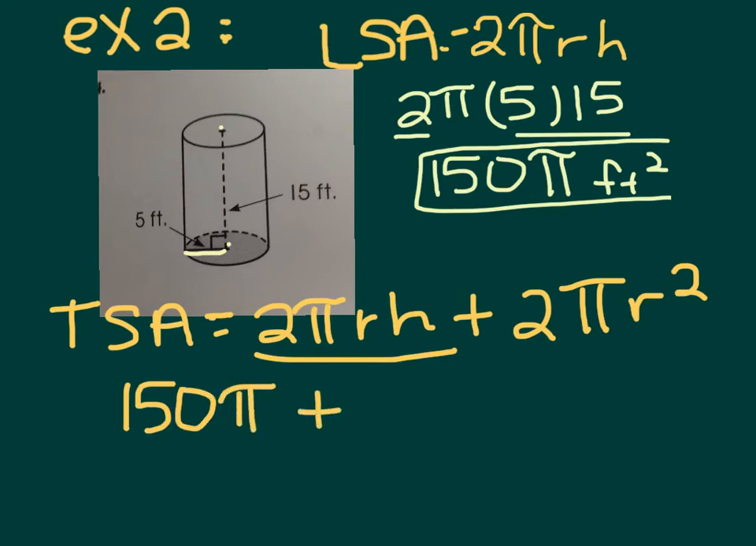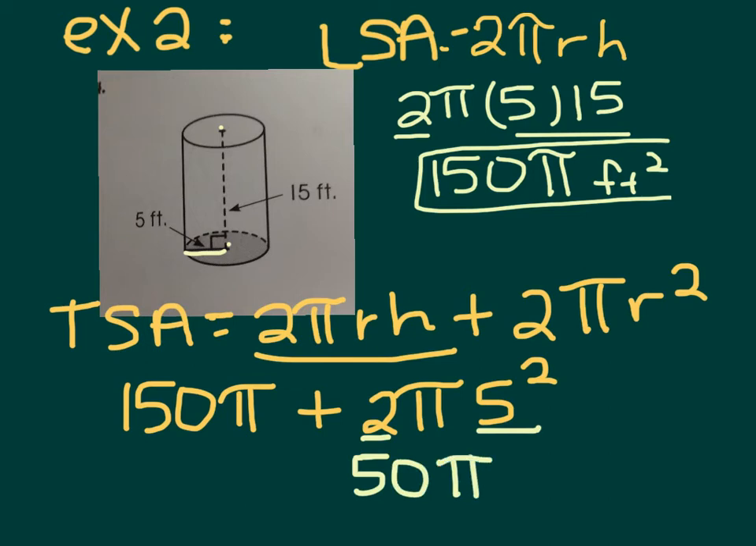But we got to plug in our radius for this next part. We're going to have 2 pi, and then our radius is 5 squared. Now we will have to go ahead and multiply this part that's with the pi on the second section. So we got 2 times 5 squared, which will be 50. So this second part is really 50 pi, and we already had 150 pi on this side. Now they are like terms, they both have pi, so we can combine those. 150 plus 50 is 200 pi.